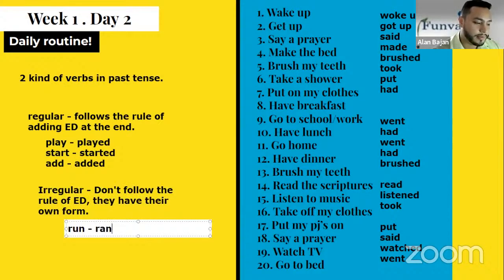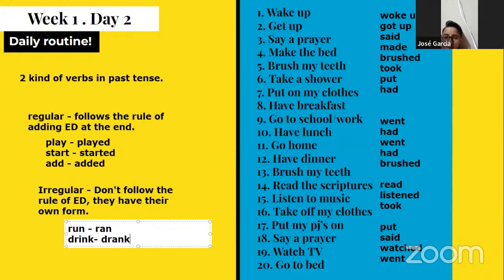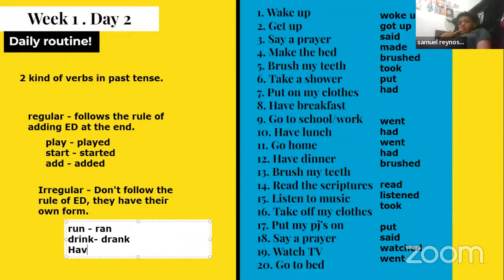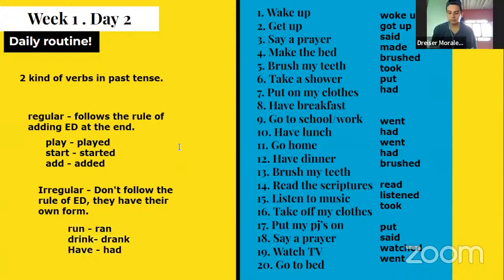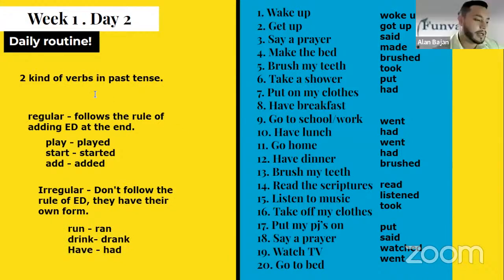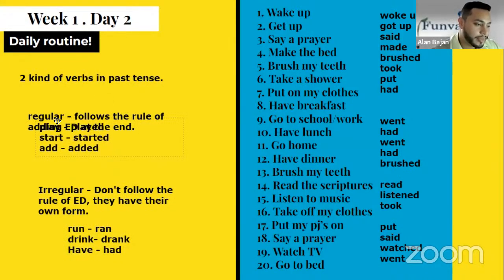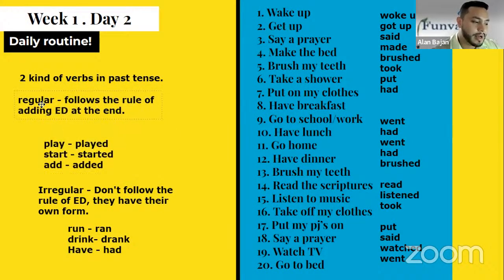Run, ran. Drink, what is the past tense? Drank. Have, what is the past tense? Had. Very good. So we have two types or kinds of verbs for past tense, regular and irregular.